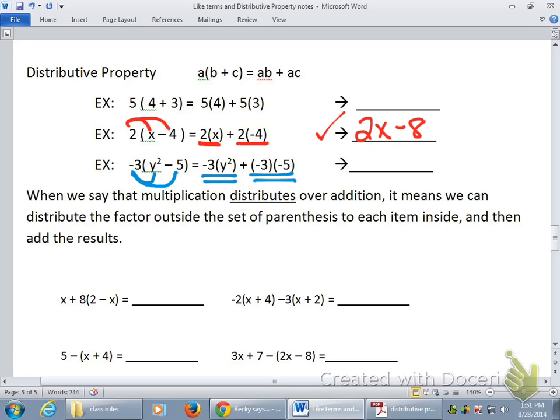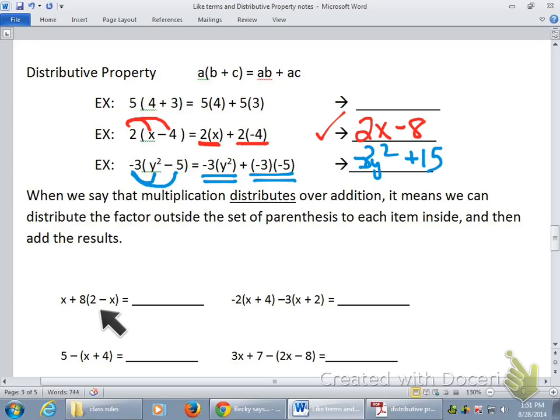So what is negative 3 times y squared? Negative 3y squared. And what is negative 3 times negative 5? And it's positive 15, right? Positive 15. So if I've got positive, I'm going to put a plus sign. Positive 15.